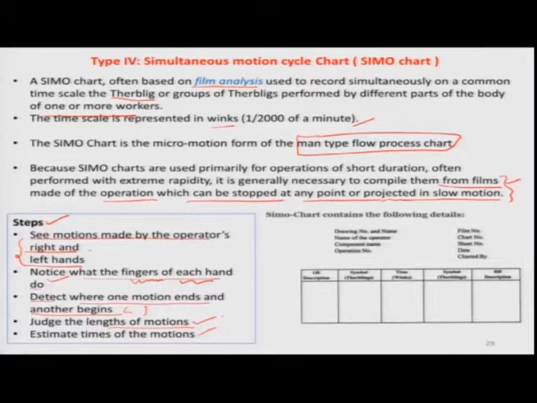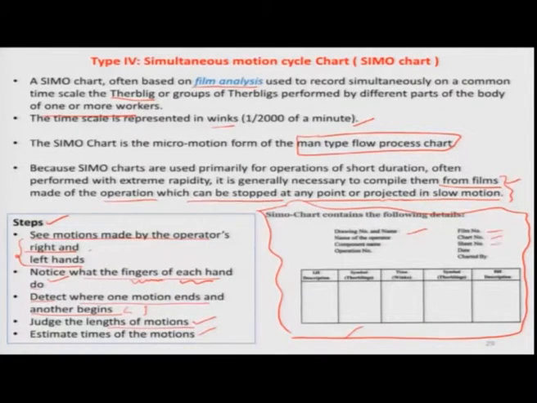After that, you will have to fill in the table for a SIMO chart. This is one standard chart for a SIMO chart. You will have to mention drawing number, name, film number, chart number, sheet number, date, who made this chart, who approved this chart, operation number, component name, and name of the operator. Okay. And here you can see the left hand description, whatever the hand is doing. Suppose, as you have already seen in the previous module, we had a two-handed chart.